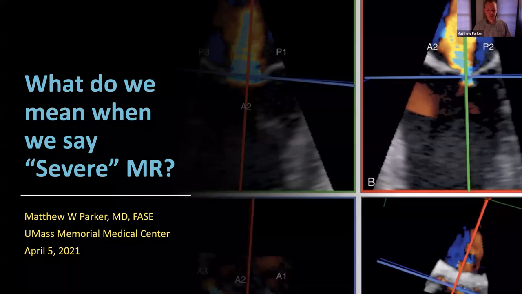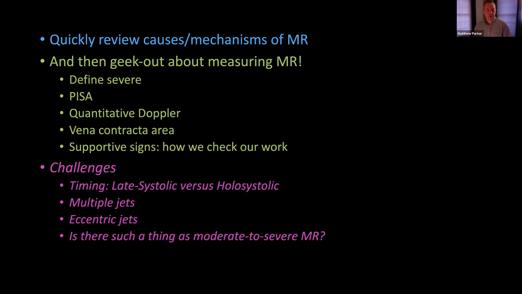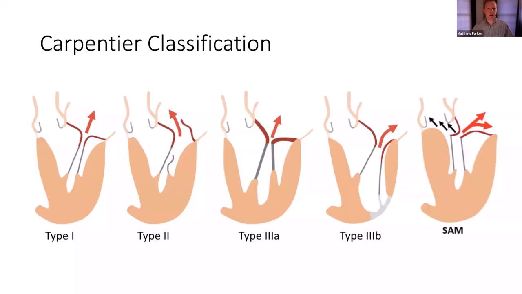So we're going to quickly review the causes and mechanisms of mitral regurgitation. You can't talk about the regurgitation without talking about the valve, but really this evening I wanted to geek out about how we measure mitral regurgitation in the echo lab: what is the concept of severe versus non-severe, and how we can measure it with PISA and with quantitative Doppler. And I think the wave of the future is really the vena contracta area as we move into 3D. And then, how do we check our work with supportive signs of mitral regurgitation? And then I think some of the challenges we'll actually get into more through discussion with you all.